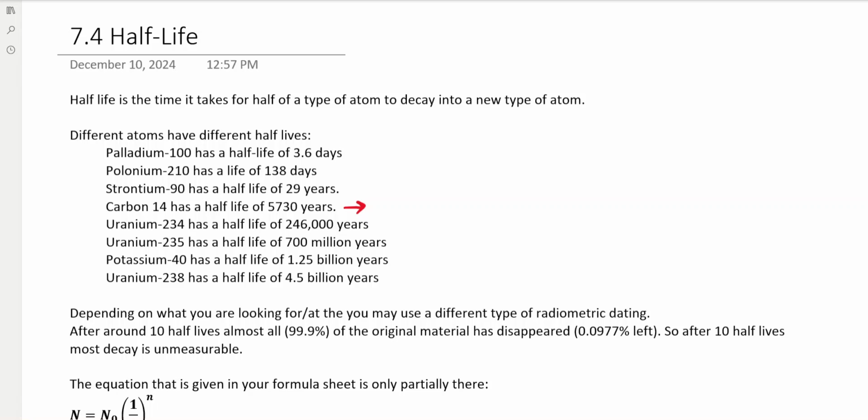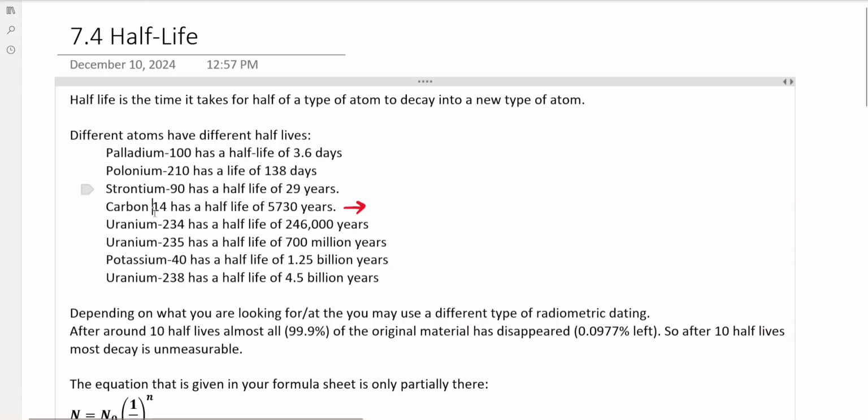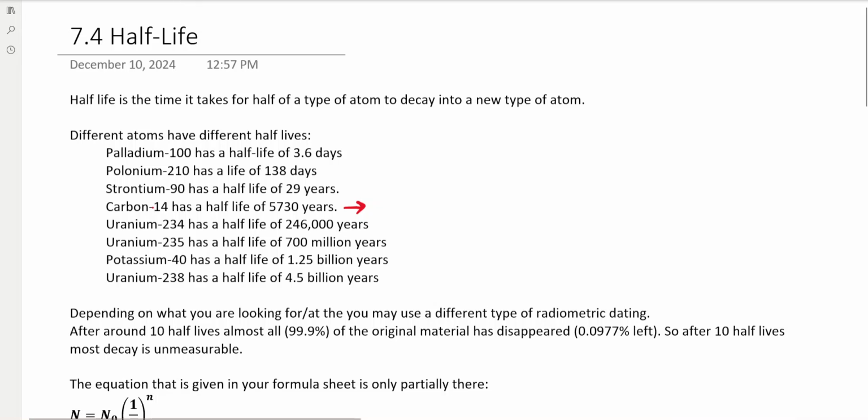So famous that I even forgot the dash here. So carbon-14 is decaying into carbon-12.